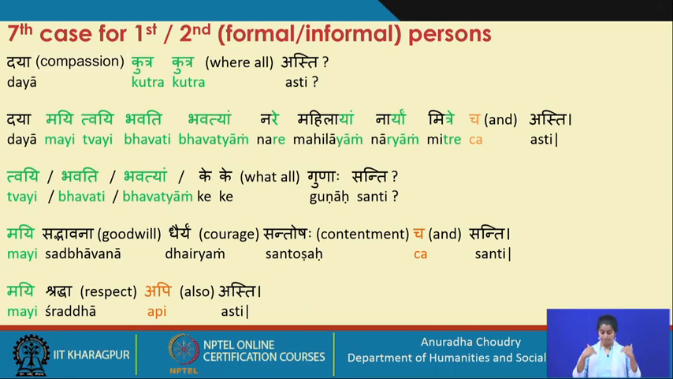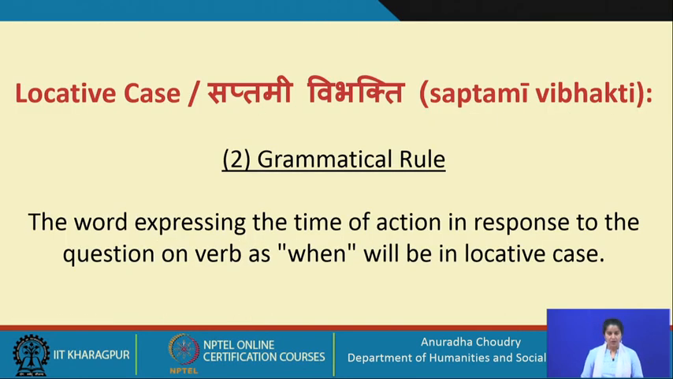Answer, mayi sadbhavana dhairyam santoshah cha santi. So cha santi. And then you can add, mayi shraddha api asti. So the api means also. Mayi shraddha api asti. Now let's move on. So just see the grammatical rule there.